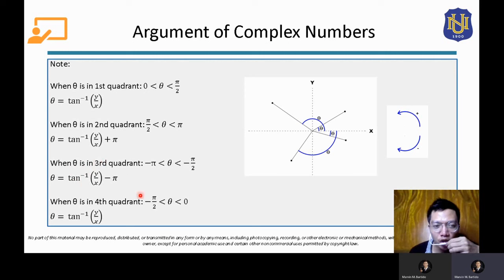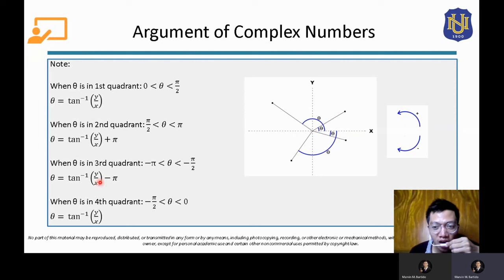Okay, so now, if we're going to use arctangent y over x for this, the angle that we're going to get is this angle. But this angle is not the argument. Again, the argument is this. So the angle here that you're going to get will be positive, since from the x-axis, its rotation will be counterclockwise, right? So from here to here, it will be counterclockwise. That's why it will be positive.